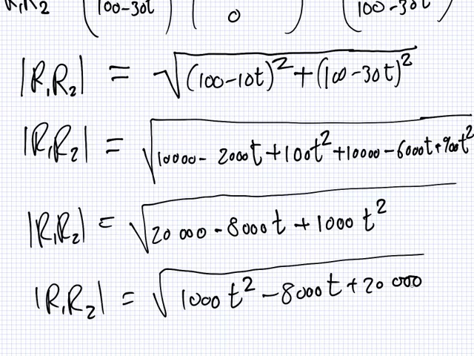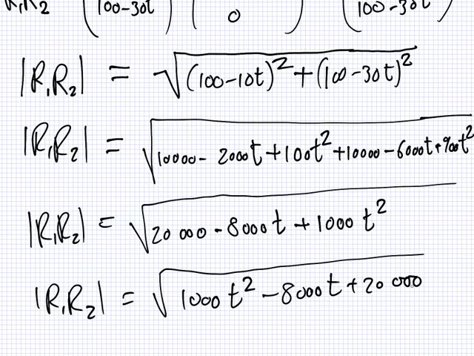Now this is the formula for the distance between the two cars at any time. So for example, when the time is zero, what's the distance between them? Not quite, the time is zero. 141 meters. When you put t is 0, you get 141 meters.